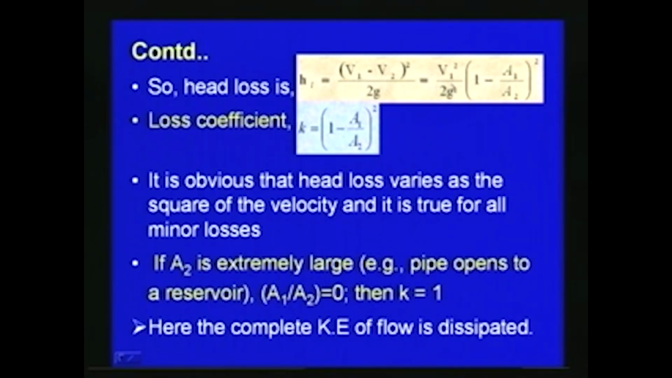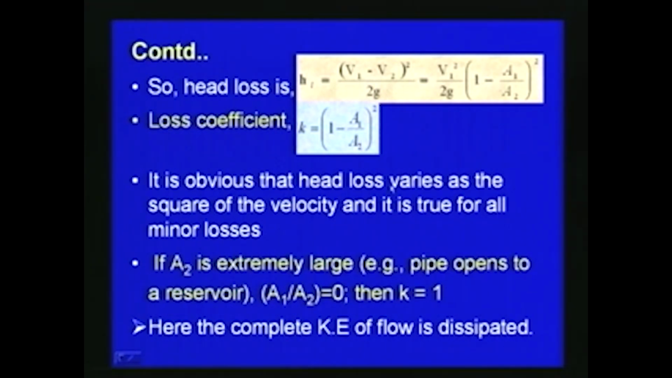So, that can be represented as V1 square by 2g into (1 minus A1 by A2) all square. Since we have already seen that head loss is represented as k into V square by 2g, if we consider this V1 square by 2g as a function, we obtain the loss coefficient k is equal to (1 minus A1 by A2) all square.